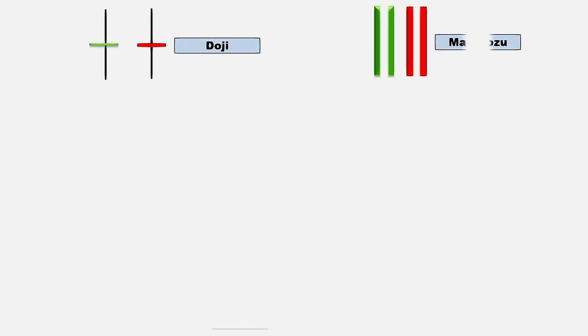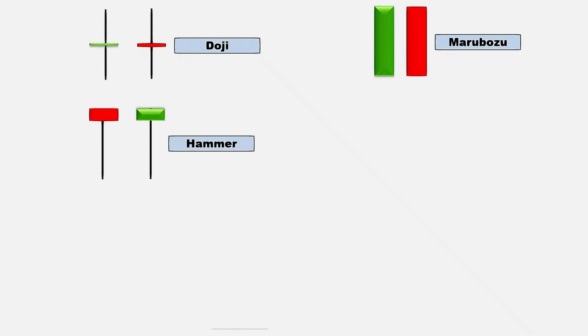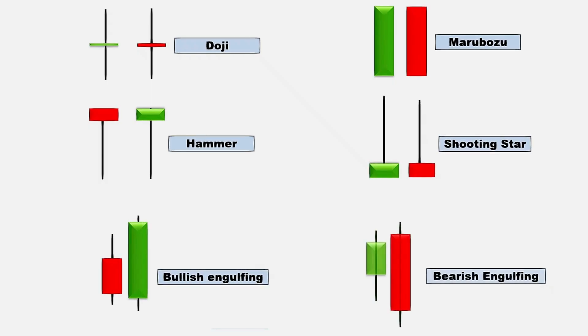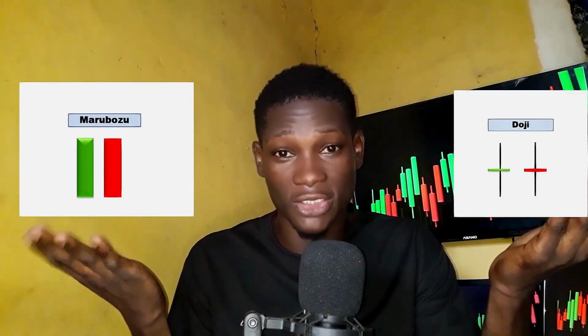What if I told you there are clear repeating patterns that tell a trader when to buy and when to sell in the market? Let's break down these 6 most essential candlestick patterns that every trader needs to know. These 6 candle patterns are the Doji Candle, the Marubozu, the Hammer, the Shooting Star, the Bullish Engulfing, and the Bearish Engulfing. Let's start with the most important ones, the Doji and the Marubozu candle.